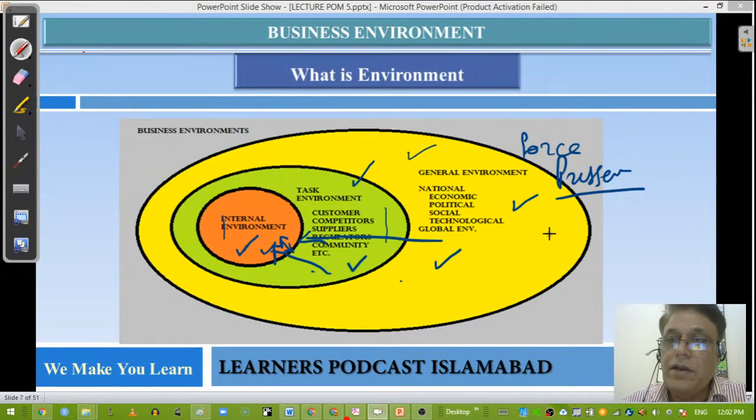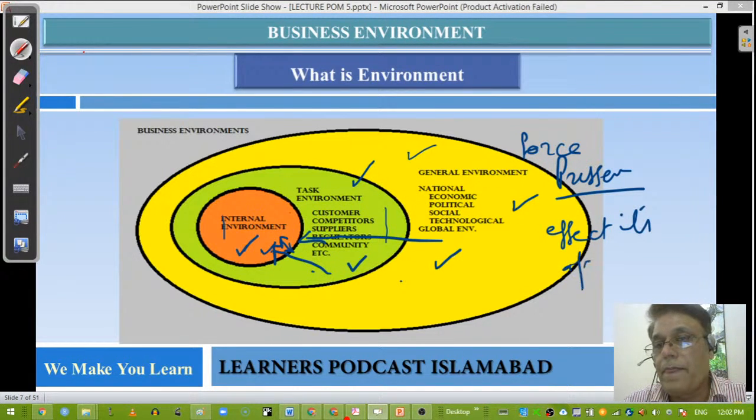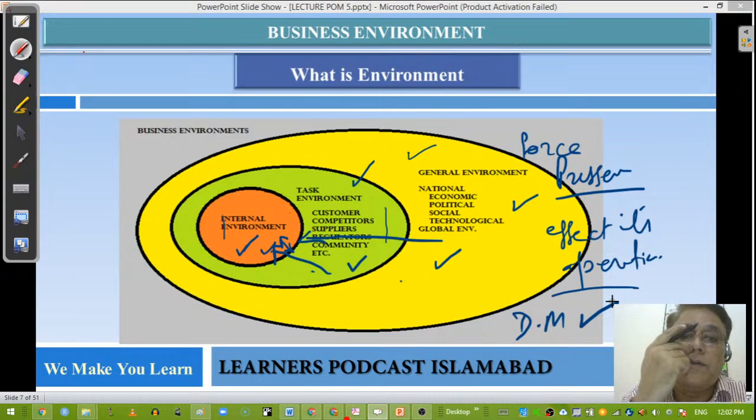And when we say that it exerts forces, exerts pressure, what does it mean? It means it affects the business operations. It affects decision making, because as you know, one of the essential works of the manager is decision making. So decision making is affected by these forces. So understanding these forces is very essential. The performance of the business nowadays depends completely on handling or managing these environments.